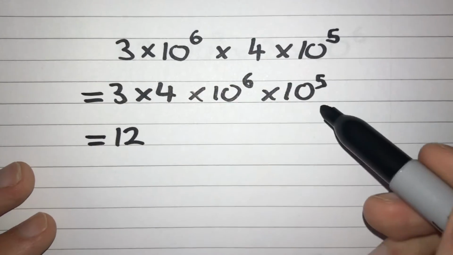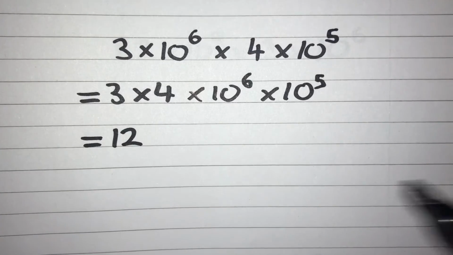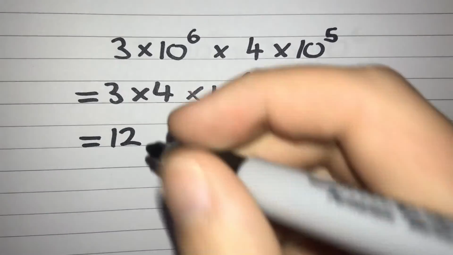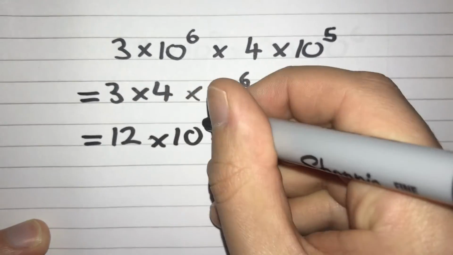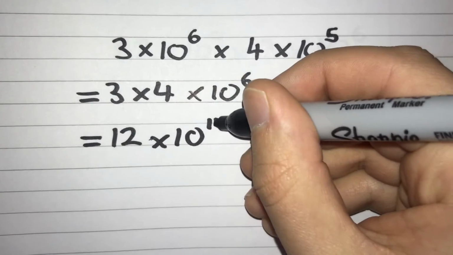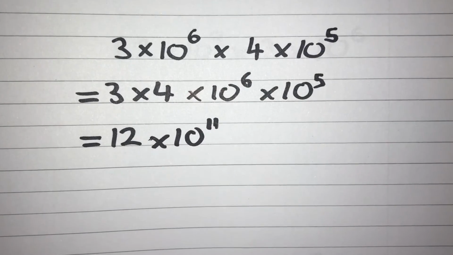And then 10 to the power of 6 times 10 to the power of 5. We just need to add our powers, of course. 6 add 5 gives us 11. So it's times 10 to the power of 11. Now let's double check that we're still in standard form. Remember, we need a number between 1 and 10 multiplied by 10 to the power of something. What have we got at the front? We've got a 12. Well, that's bigger than 10.